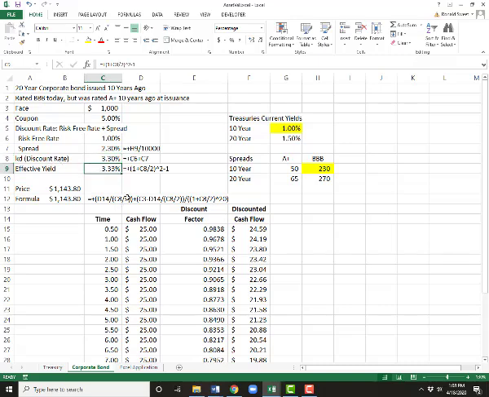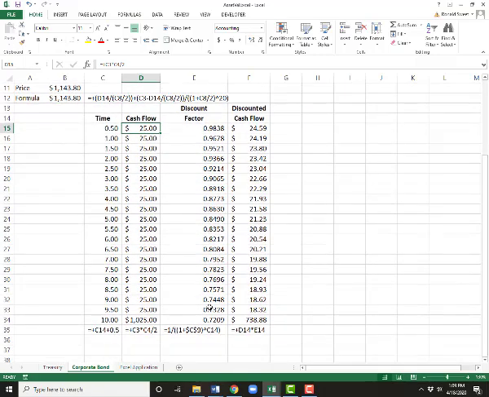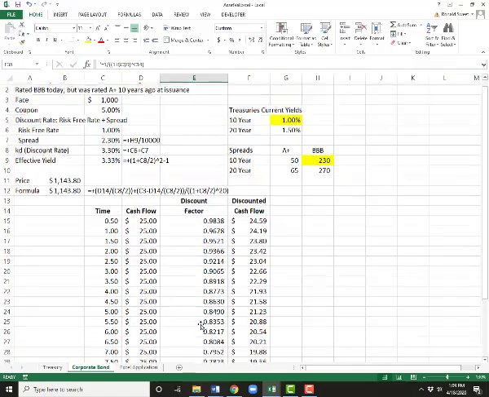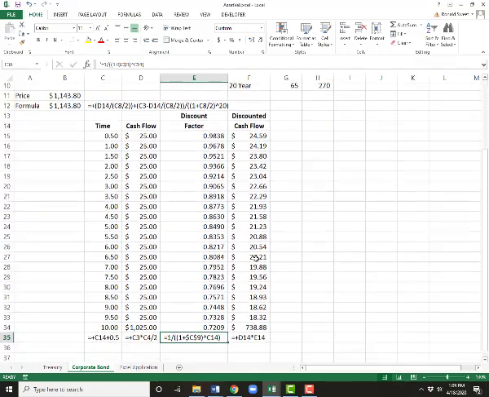The effective yield: you want to take into consideration that these pay twice a year, so you want to compound that coupon one extra time a year, so you get a slightly higher effective yield. You then show the time in 6-month increments, so 0.5, 1, 1.5, 2. Your cash flow is your face times the coupon divided by 2. Your discount factor is just like we've been doing: 1 divided by 1 plus the rate raised to the time. Your discounted cash flow, you just multiply across.